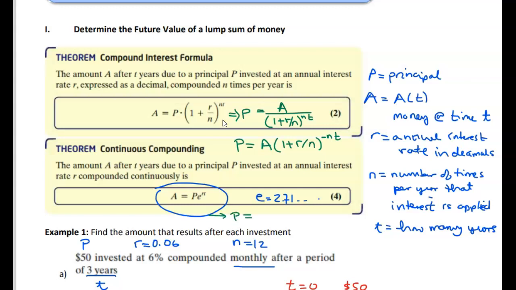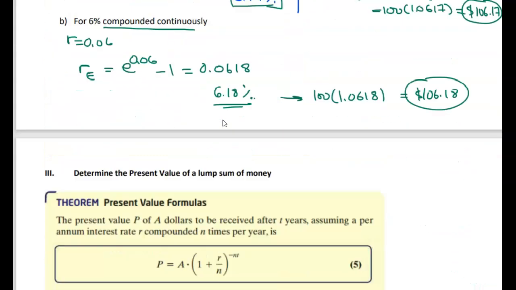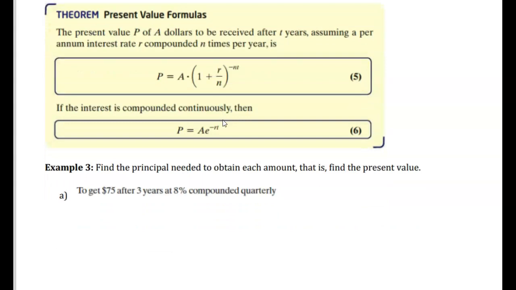If I solve for P, I get A divided by e to the RT. Change this to a negative exponent, A e to the negative RT. So what should I have invested originally? That's what P is, to get this amount of money 2 years later. Okay, so that's what these formulas mean right here. Okay, so let's look at this example.